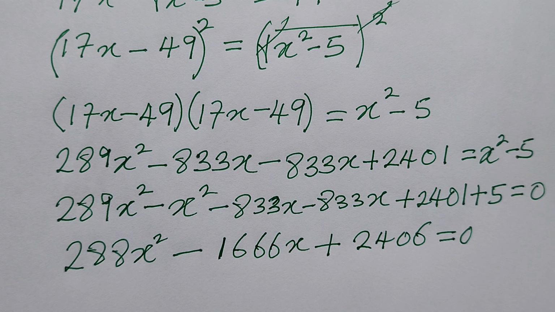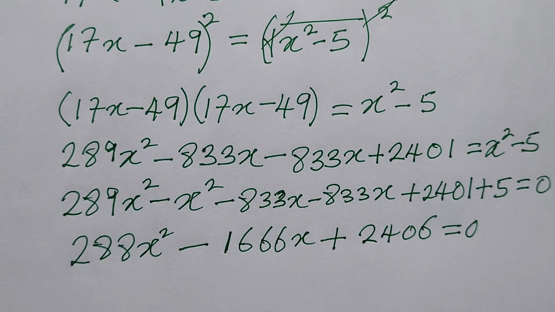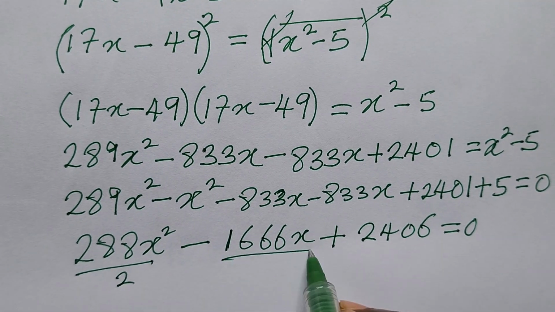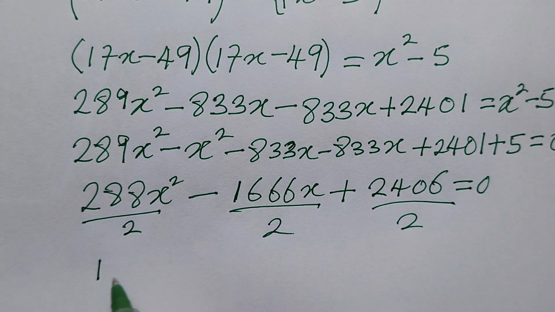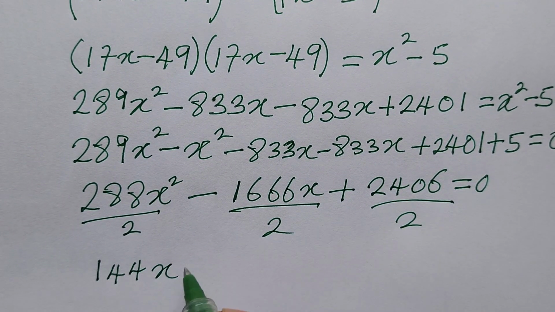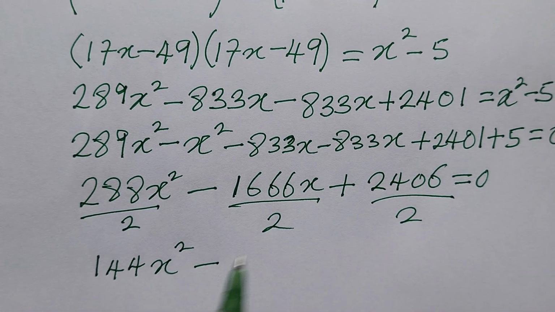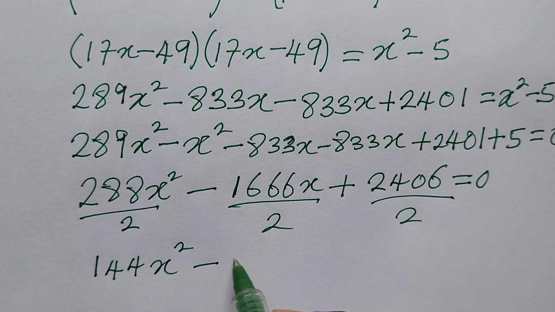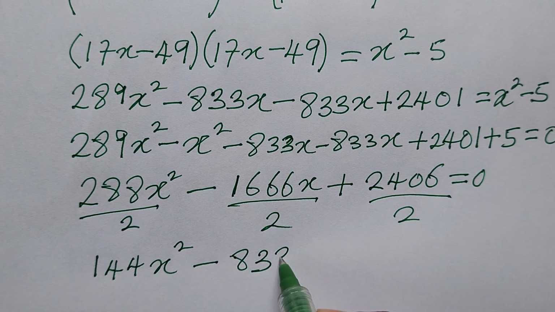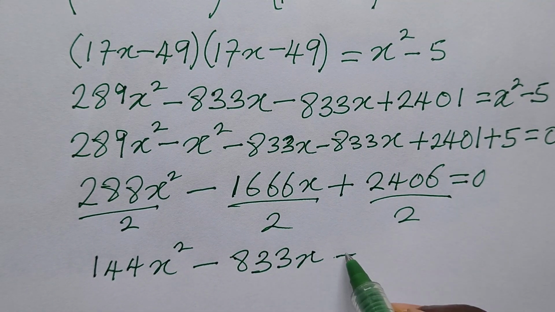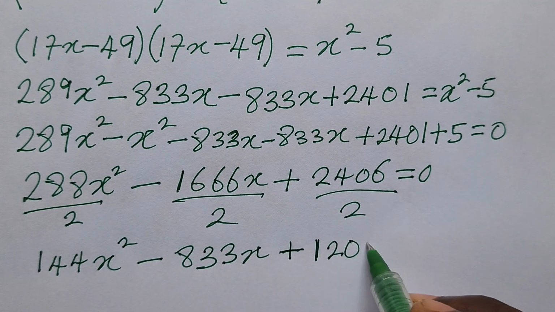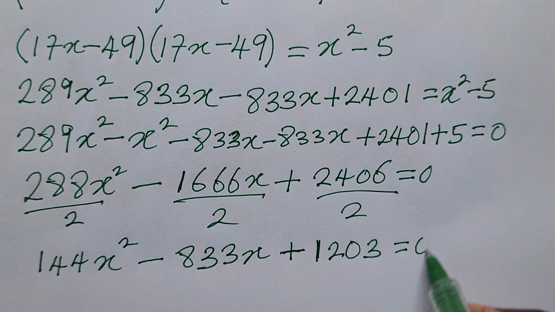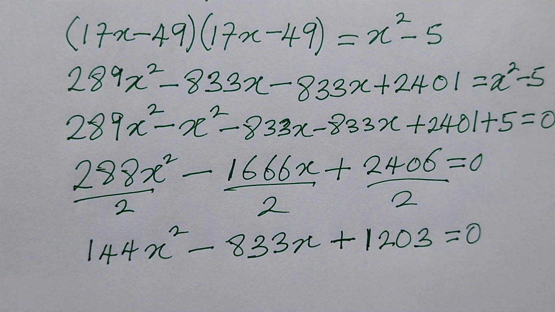It's easy right now. If you look at this, you discover that 2 can divide through everything here. So let's divide this by 2, divide this by 2, divide this by 2. So this will end up giving us 144x to the power of 2 minus, we use 2 to divide this, is going to give us 833x, then plus, we use 2 to divide, is going to have 1203, equal to 0. This is a quadratic equation.